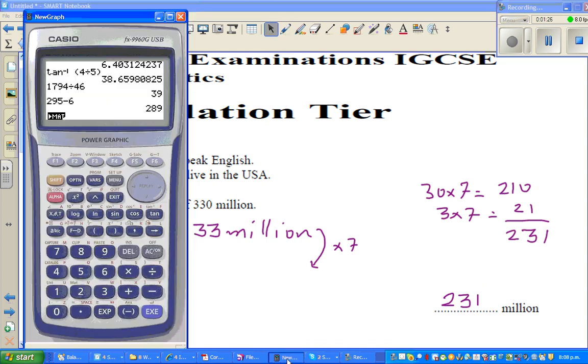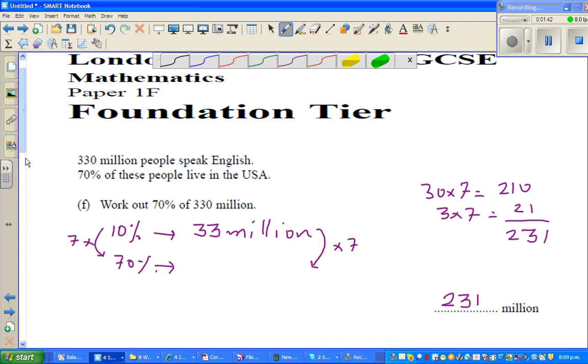Or if you want to use a calculator, 70% is 70 out of 100, which is 0.7 times 330. To check your answer, it is 231 million. So your answer is right.